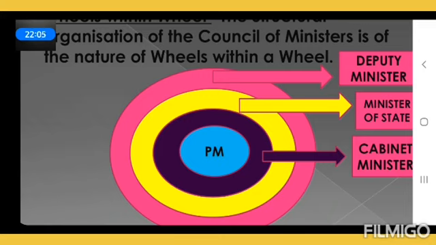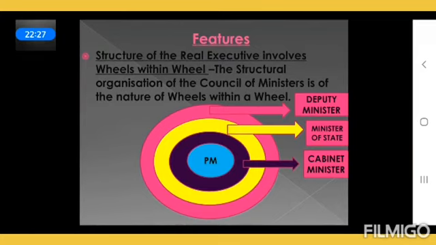Over here, ministers of state doesn't mean the ministers of state of Uttar Pradesh or West Bengal. It's not like that. Minister of state means the country as a whole, that is, of India. So the outermost layer is your secretariat. This is the structure of the real executive, which involves a wheel within a wheel.